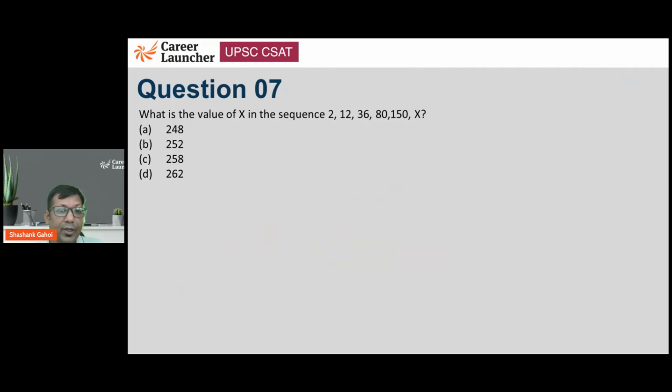What does it says? What is the value of x in the sequence 2, 12, 36, 80, 150 and x? Okay, now this might be a little tricky. Okay, so I'm just writing the sequence. So हम लोग ऑलरेडी देख चुके हैं कि whenever we have some sort of sequence, so what we do, we take the difference first. So I am taking difference. Difference is 10. Okay, difference is 24. Okay, what is the difference here?